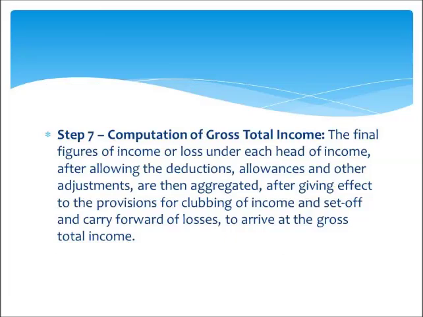Now comes step number 7, that is the final computation of gross total income. After giving effect to all the deductions, allowances, and after giving effect to the provisions of clubbing and set off and carry forward, the final figure which comes under each head of income is then added to arrive at the gross total income. So, we'll read the step, whatever is given here. It says that the final figures of income or loss under each head of income after allowing the deductions, allowances and other adjustments are then aggregated, that is added, after giving effect to the provisions of clubbing, set off and carry forward to arrive at the gross total income.